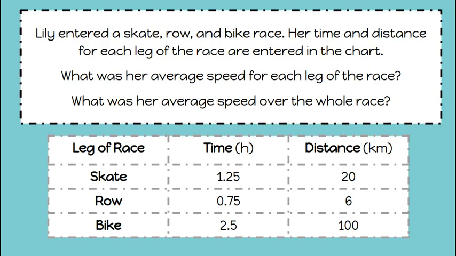So we're going to work on our final practice problem here. It has many parts to it though. So Lily entered a skate, row, and bike race. Her time and distance for each leg of the race are entered in the chart. We're going to look for the average speed of each leg of the race first, and then the average speed for the whole race altogether after that. So if we look here at the bottom, we have our skate section, then our row section, and then our bike section.